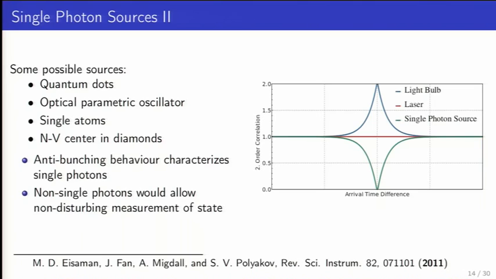Then there are optical parametric oscillators. This is a very interesting source because this OPO generates entangled photon pairs, and you can then measure one photon and know that there is a second photon flying around in a different state. It's then called a heralded photon source.